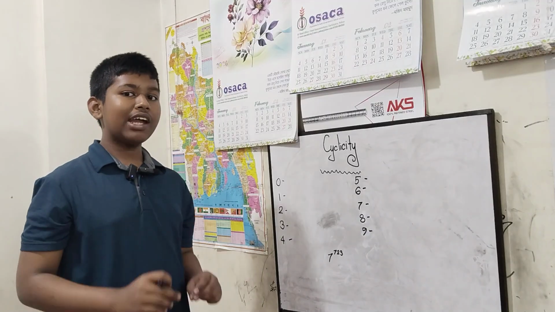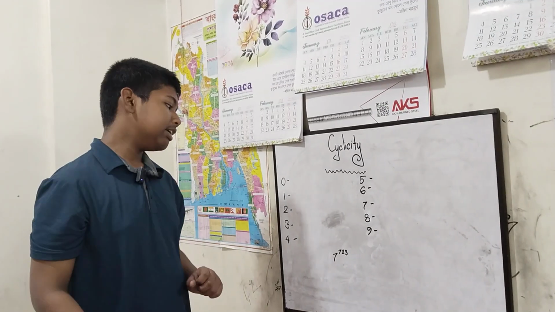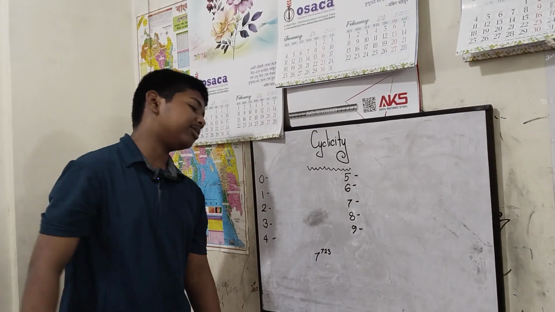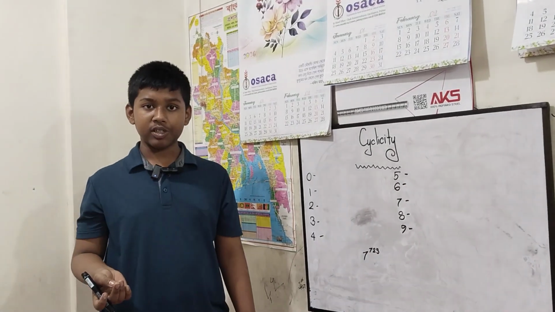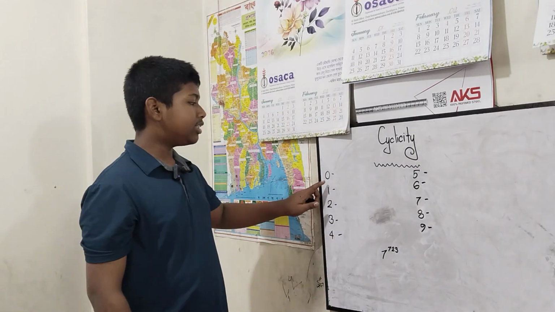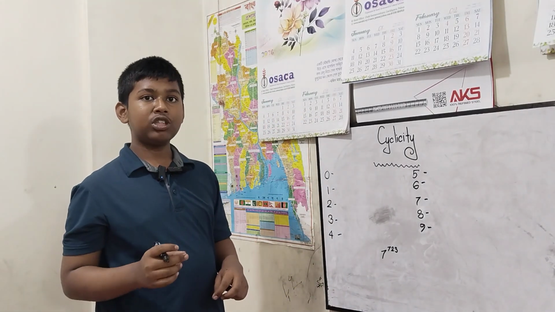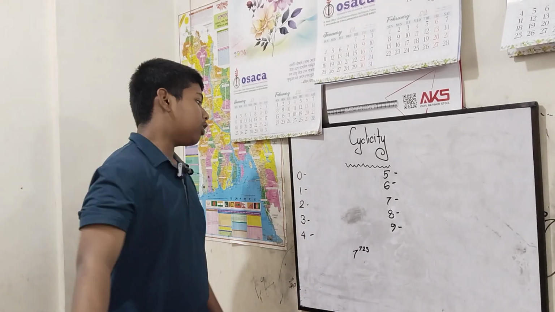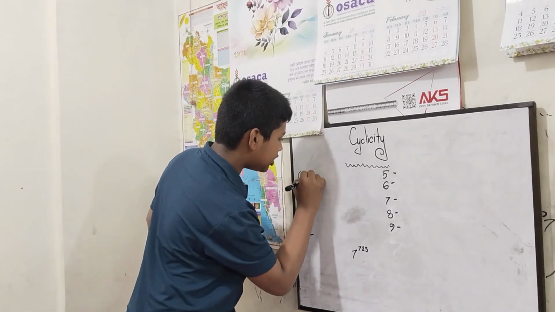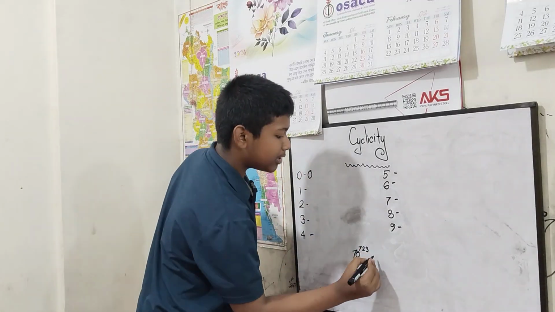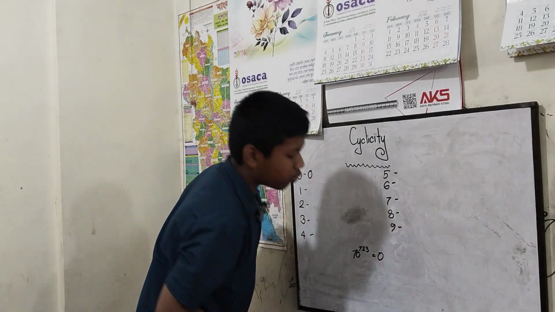Now you will be very upset because you have to multiply 723 times. That is practically impossible. That's where cyclicity comes in. You see, 0 to the power 1 is 0, 0 to the power 2 is 0, so 0, 0, 0, 0. We don't care, so it is 0. So if there was 70 to the power 3, we can always say that it is 0.